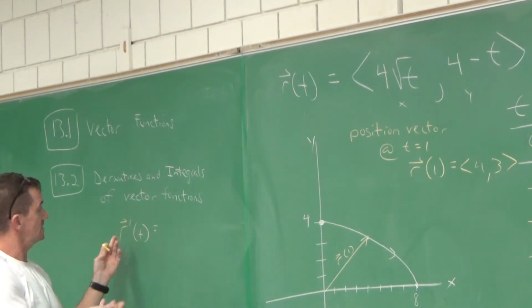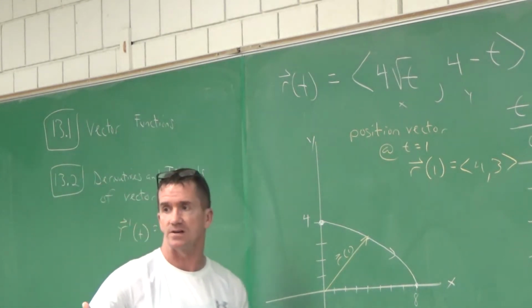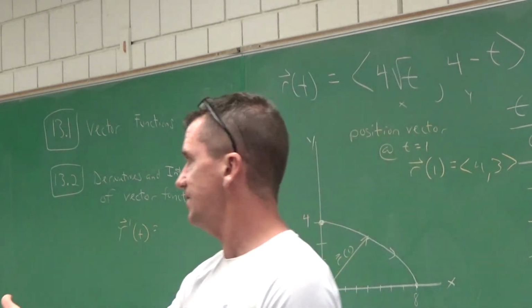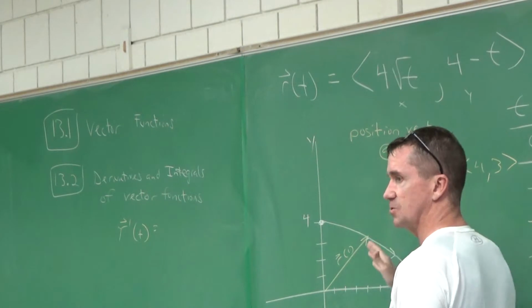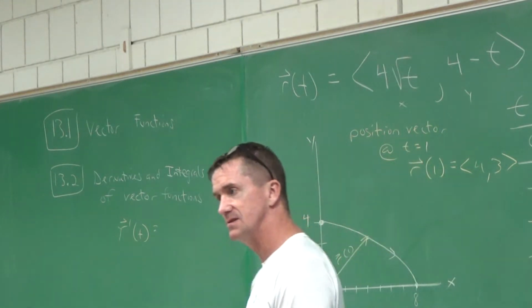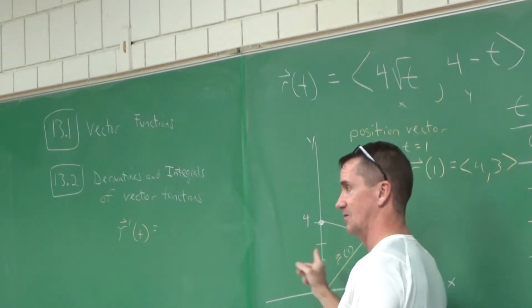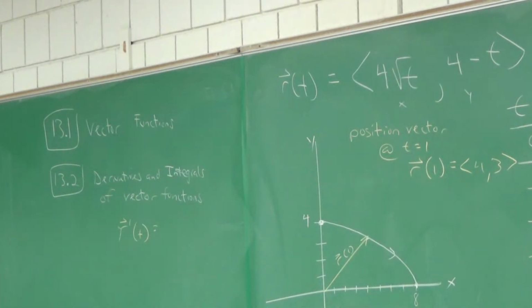For right now, I'll just leave it as r prime of t, the derivative, but it's also called a tangent vector. So you can think of r prime of t as the velocity vector, but also as the tangent vector. When I say tangent, you know about tangent lines? That vector will be tangent to this curve. So let's find r prime of t, and then we'll find r prime of 1, the tangent vector at t equal to 1.